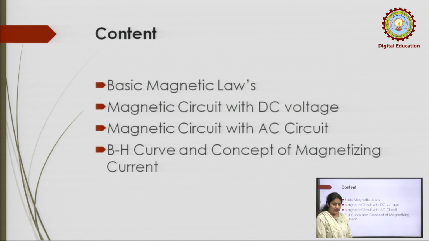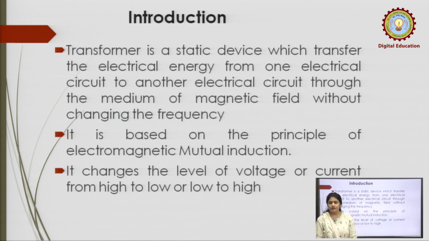So, before going to this content, first we see why we use the transformer and what is a transformer. Transformer is the static device that is used to transform the energy from one electrical circuit to another electrical circuit through a magnetic medium without changing the frequency, and it is based on the principle of electromagnetic mutual inductance. Third, the transformer function is to change the level of voltage or current. Either you can increase the voltage level or you can lower the voltage level.